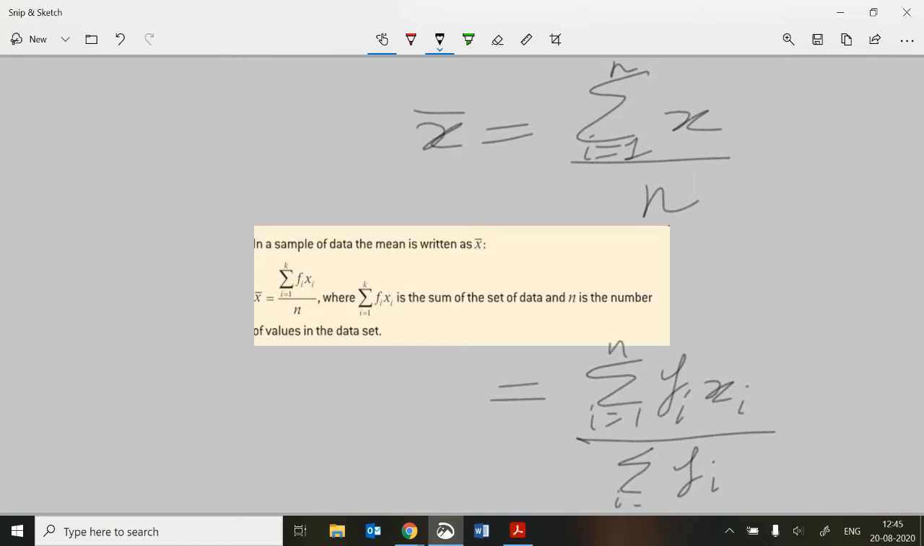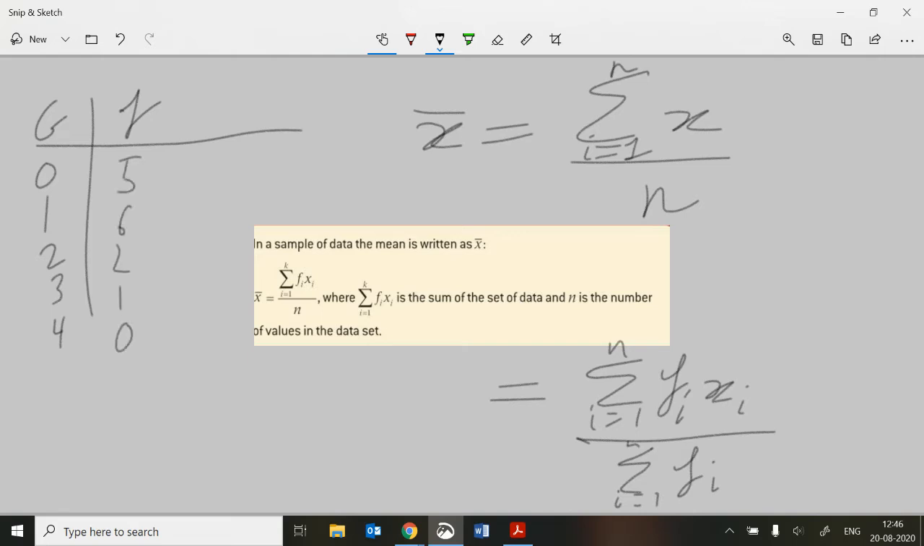Now, you probably know this in a table format. Let's look at goals scored. We could say number of goals scored in a match: 0, 1, 2, 3, 4, and the frequency here. We could say this has happened 5 times, 6 times, 2 times, 1 time, 0 times. And now if we multiply those across, that gives us the frequency times the thing that we're interested in. This would be our x in this case.